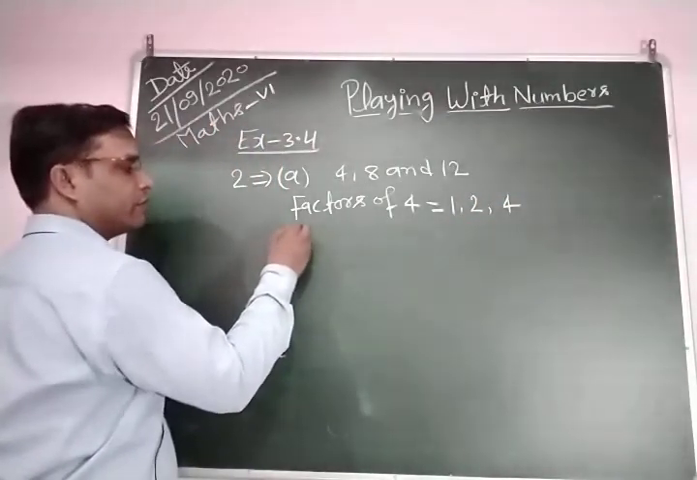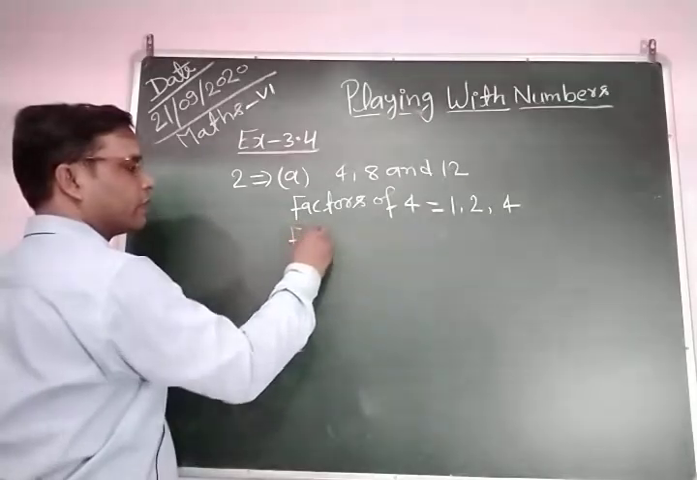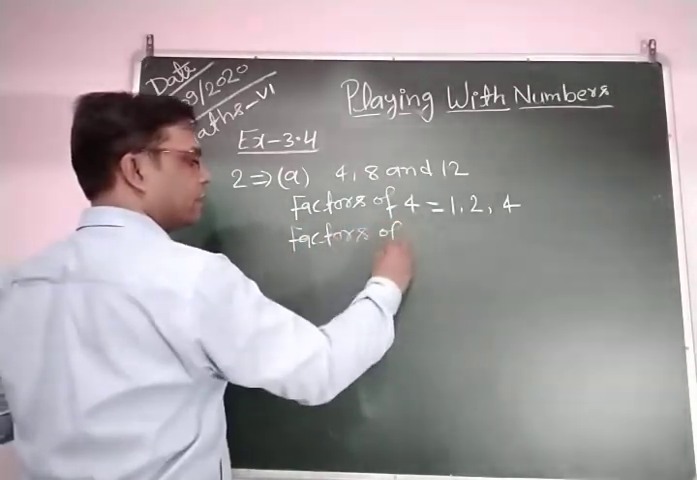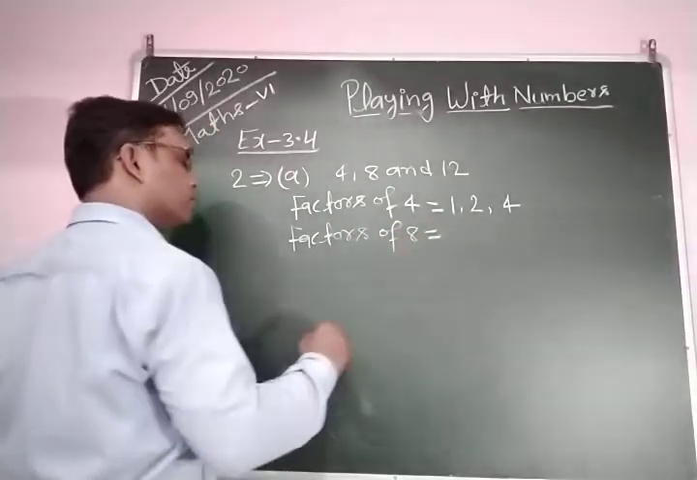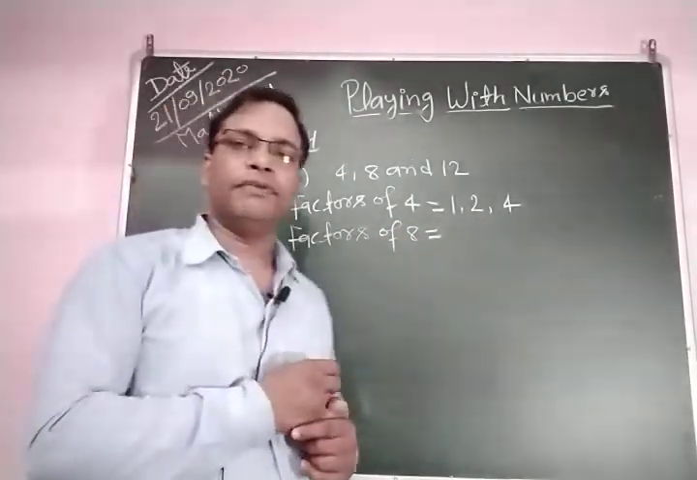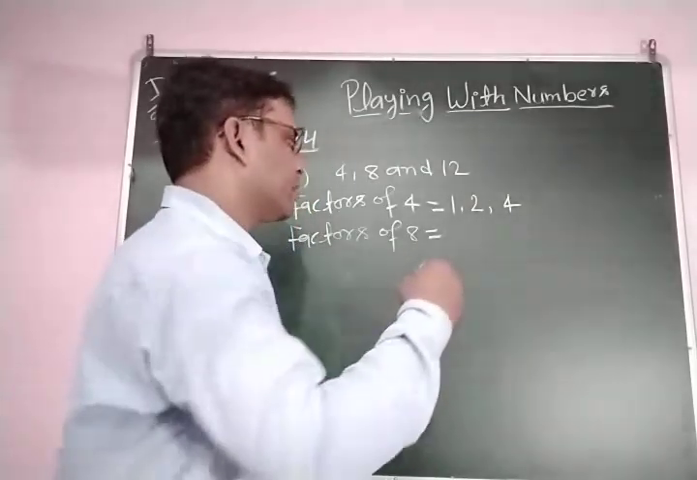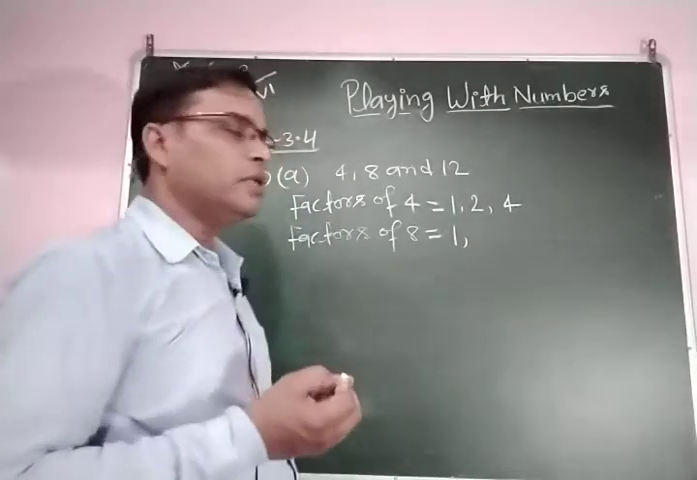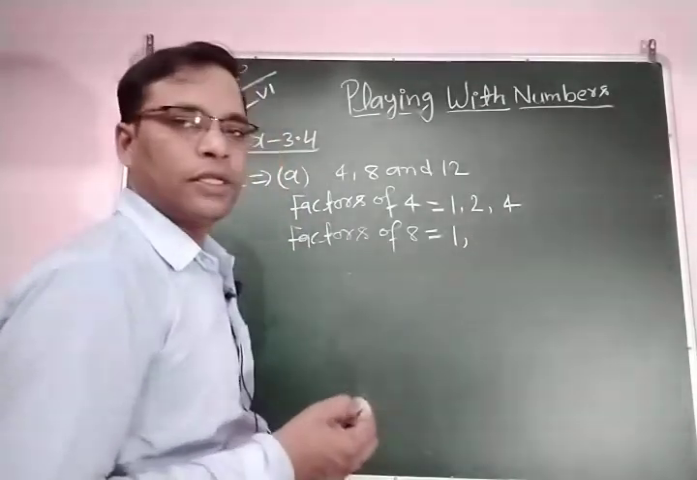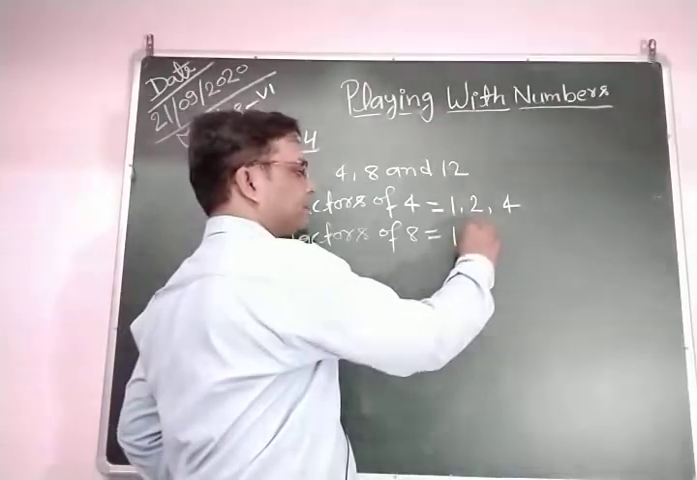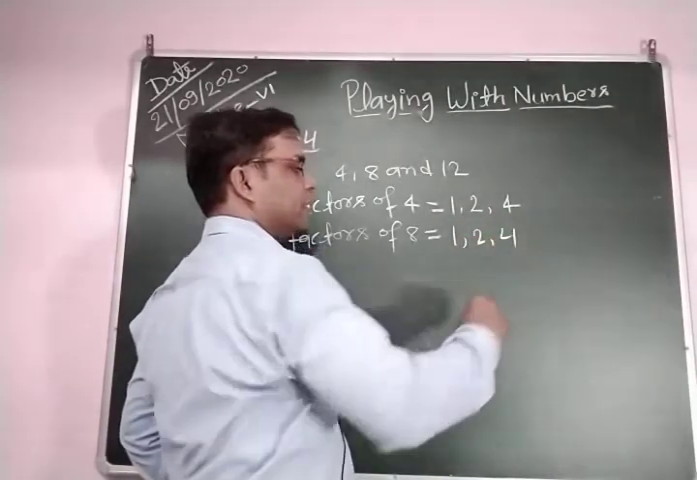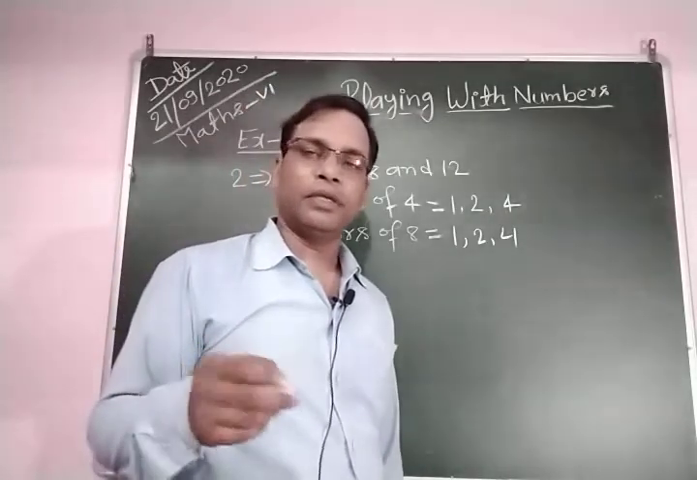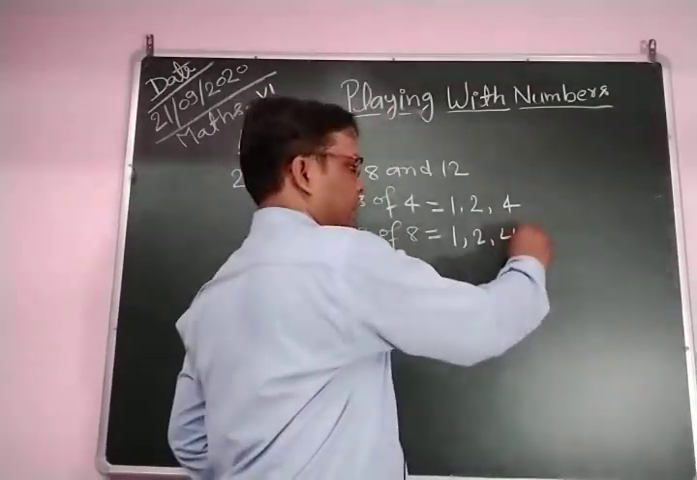Now the factors of 8 are all those numbers that divide 8. Here you can say 1 divides every number, so 1 is a factor of every number. 2 divides 8, so 2 is a factor of 8. 4 divides 8, so 4 is a factor of 8, and 8 divides itself, so 8 is also a factor of 8.